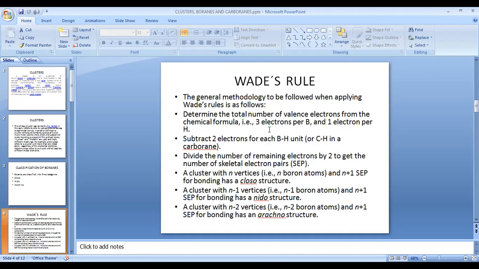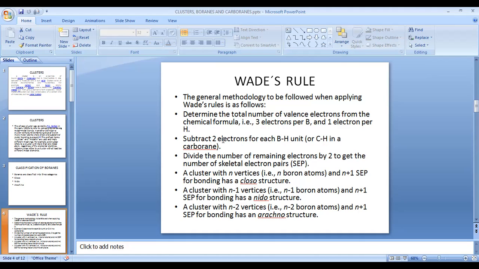In case of hydrogen, the atomic number is 1, and the electronic configuration is 1s1. So that means 1 valence electron. So first we need to find the valence electrons of each and every constituent of a compound from its molecular form. And then we need to subtract 2 times the number of BH bonds or BH units.